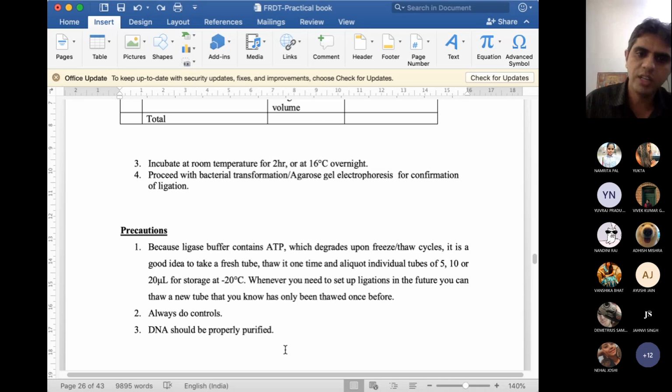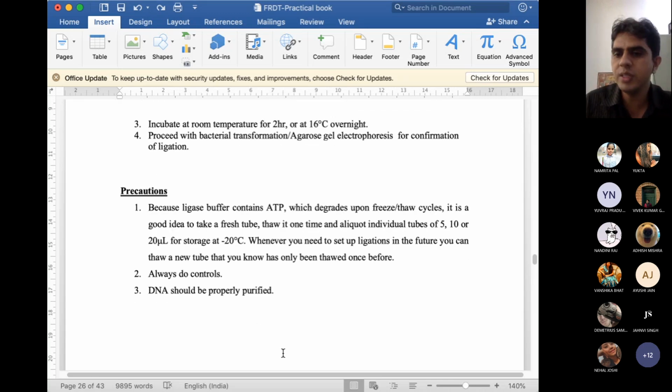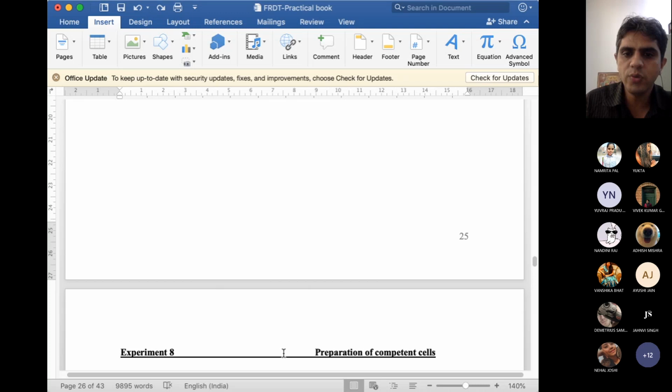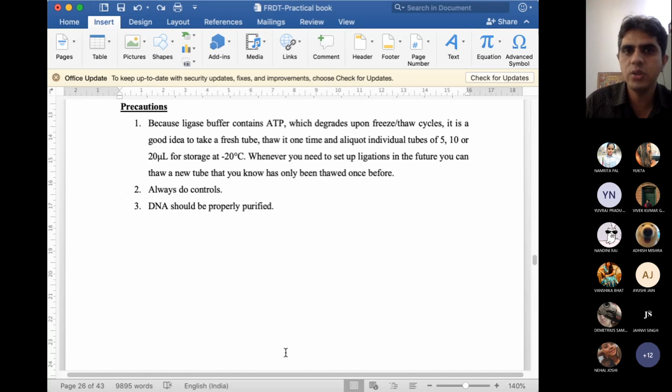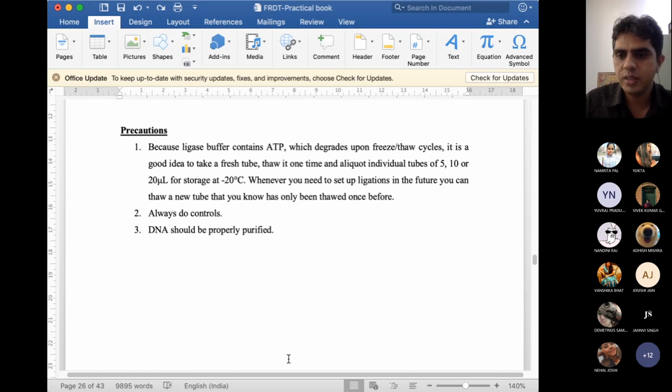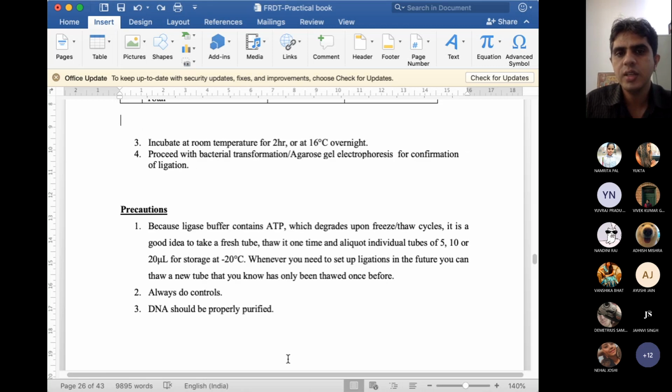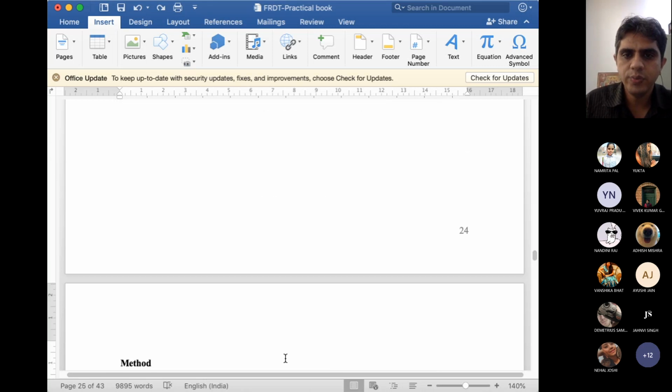And DNA should be properly purified. So purified DNA is a must, because if DNA is not purified, it is going to interfere with the ligation process. So this is the experiment that we do.